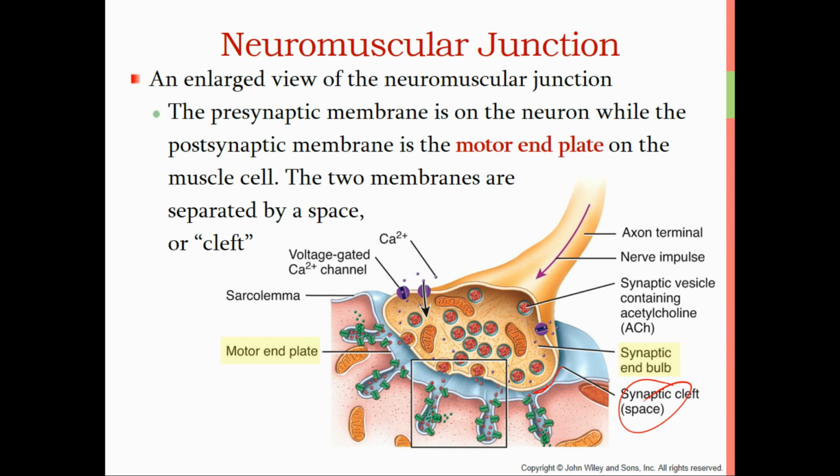And again, this is where the muscle is going to be connected to the nervous tissue. And this plate is found on the muscle cell. There are two membranes separated by a space called a cleft or a gap. And we typically refer to that as the synaptic cleft or synaptic gap.